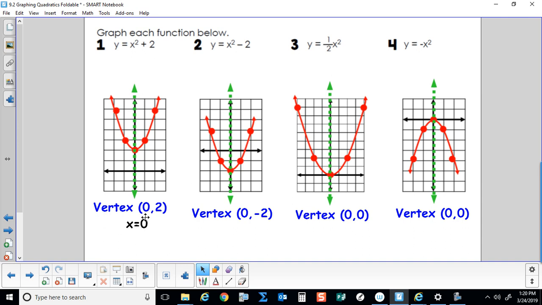And the first vertex is 0, 2. So the line of symmetry and the x value of the vertex are the same. The second one is 0, negative 2. The third one has a vertex of 0, 0. And the fourth one has a vertex of 0, 0. So in order to determine a vertex, we just need to calculate the axis of symmetry first. Then we can find the vertex and graph the parabola.